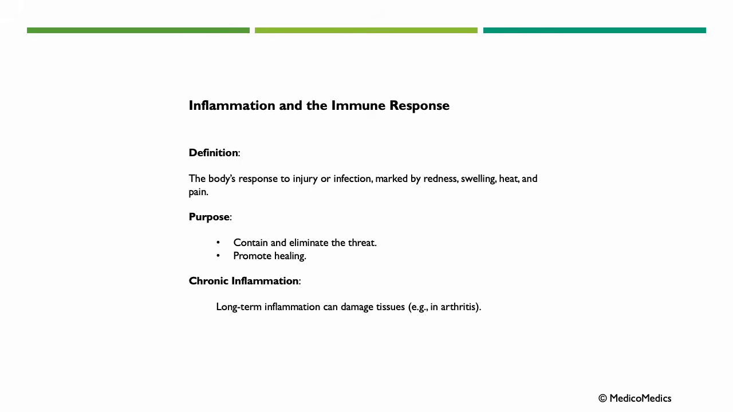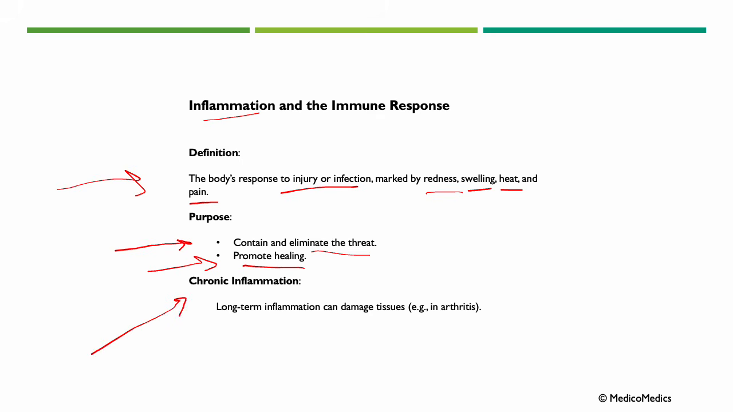Now, inflammation and the immune response. The body's response to injury or infection is inflammation, and it is marked by redness, swelling, heat, and pain. The purpose of inflammation is to contain and eliminate the threat and to promote healing. But you can have chronic inflammation, a long-term inflammation that keeps going on, like in arthritis.